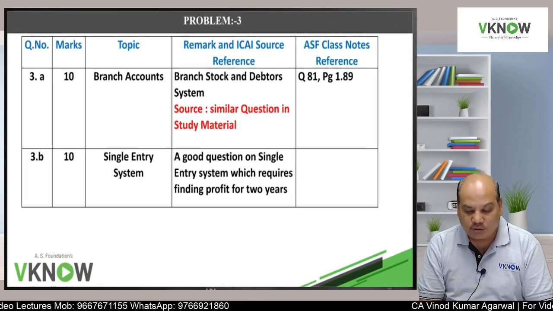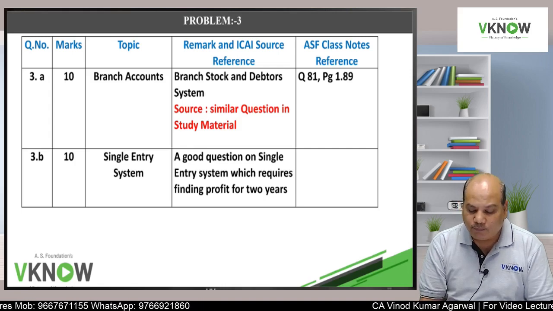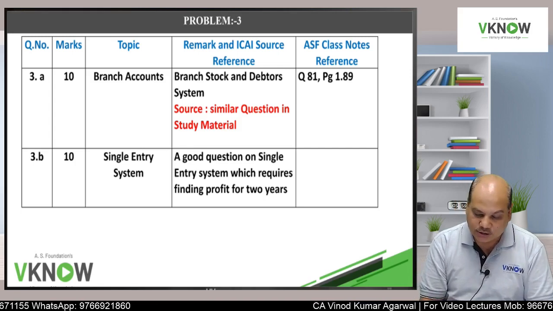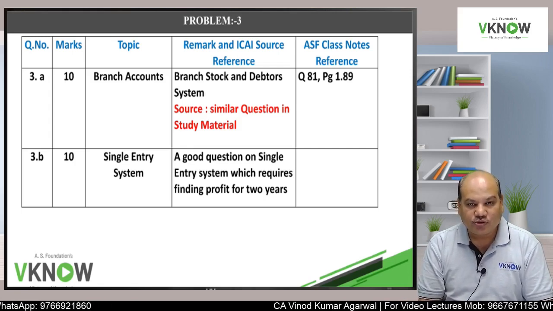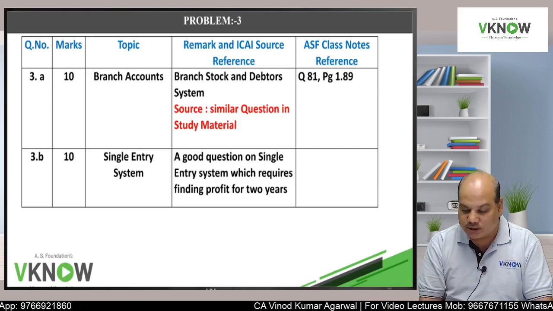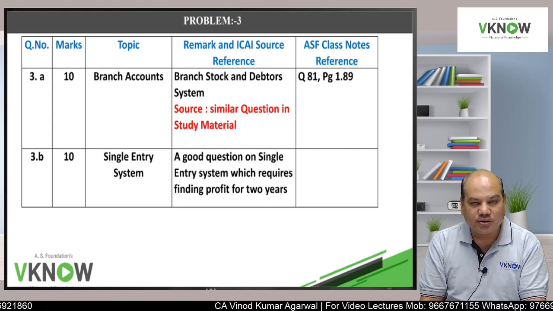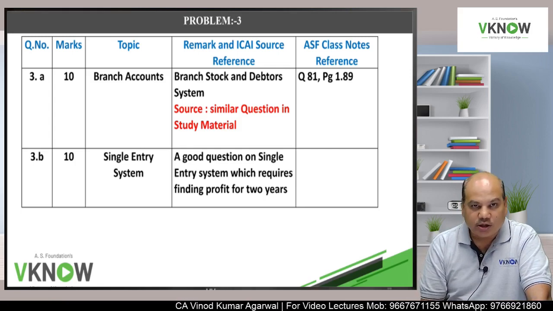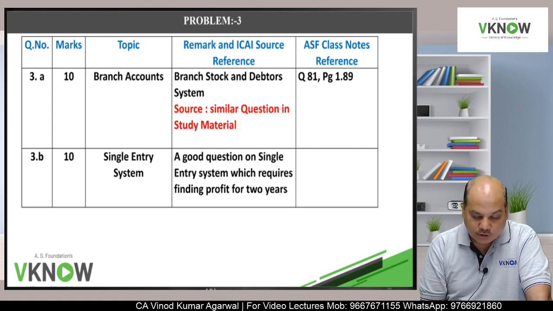Question number 3, 10 marks, a very simple question on branch account based on branch stock and debtor system. So you will have to open stock account, branch stock adjustment account, branch debtor account, branch expense account. Just post the basic transactions and you get 10 marks. Similar questions are there in the study material and in our ASF notes also.